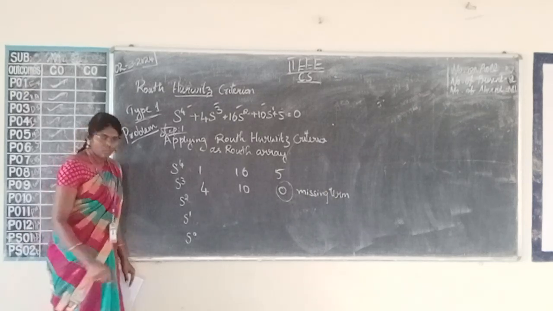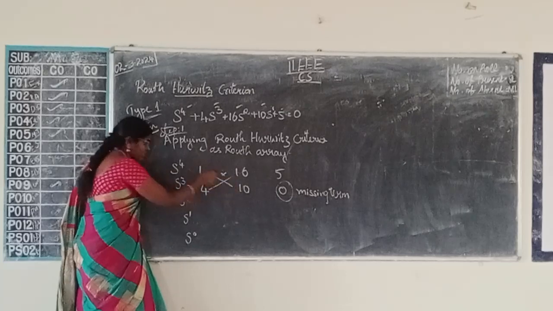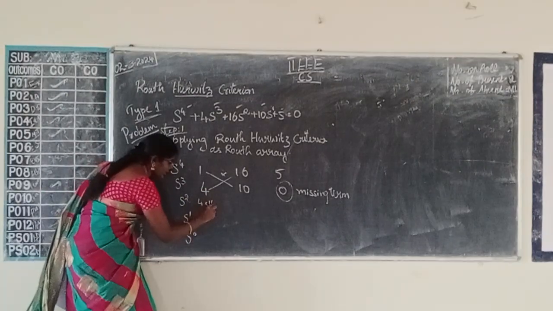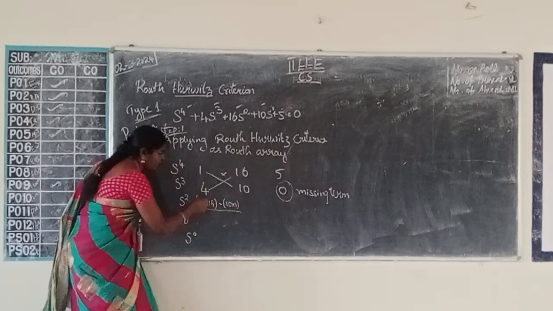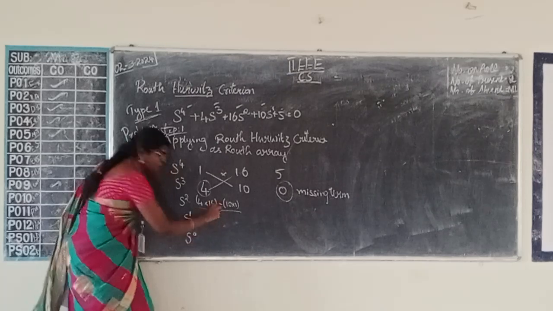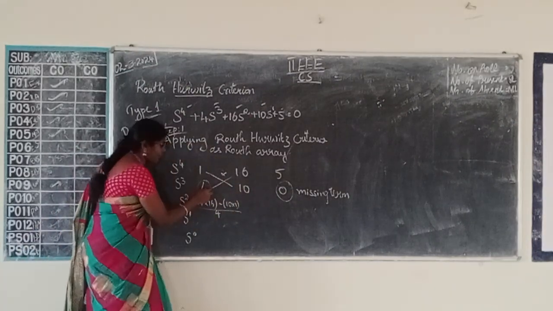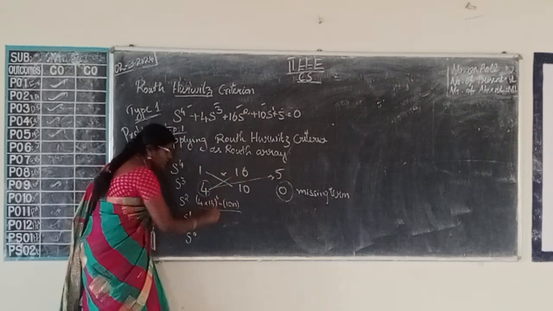You have to cross multiply. That is, we will multiply these two minus these two. That is 4 into 16 minus 10 into 1, divided by 2, the term 4. Okay, and next, what will be the same 4 multiplied for the second term. This is for the first one.